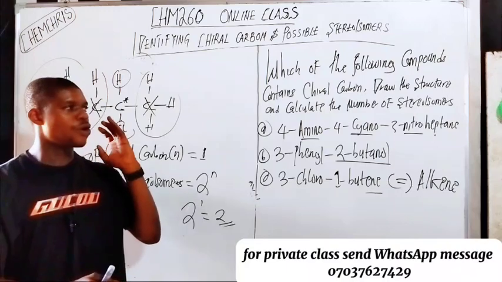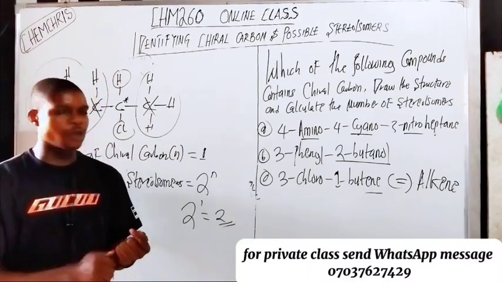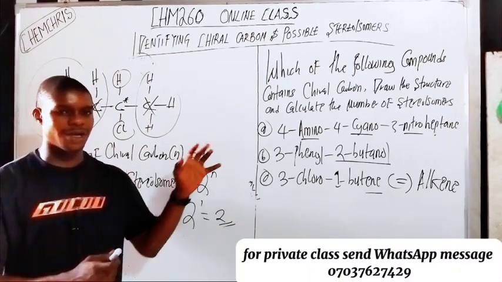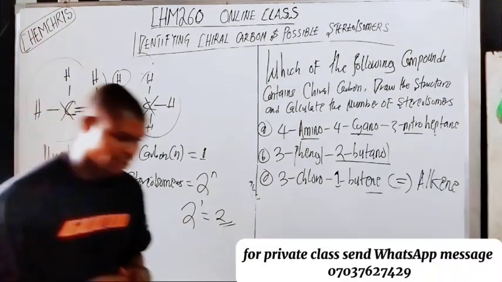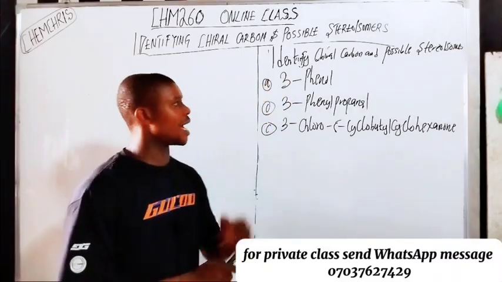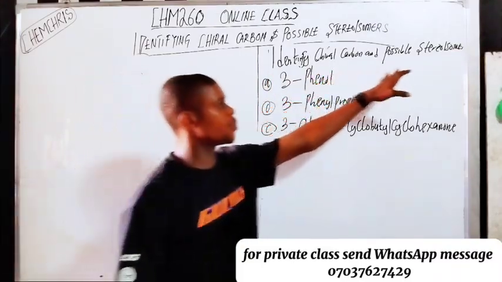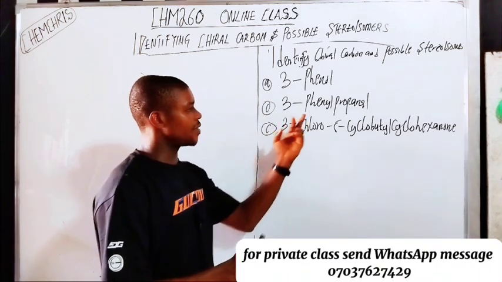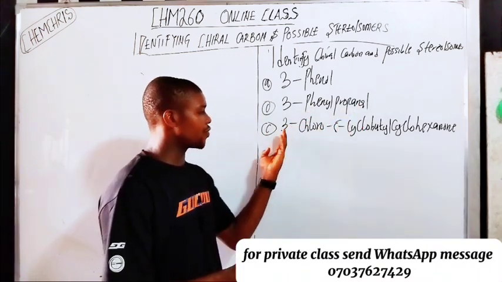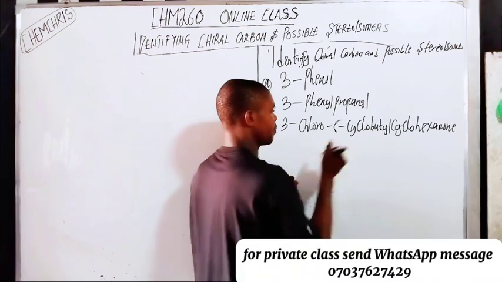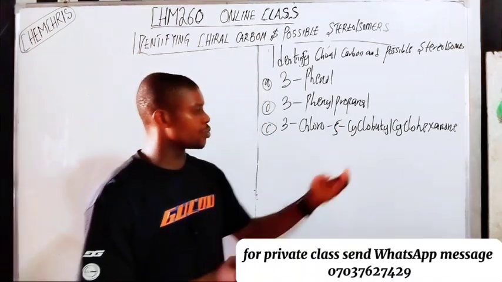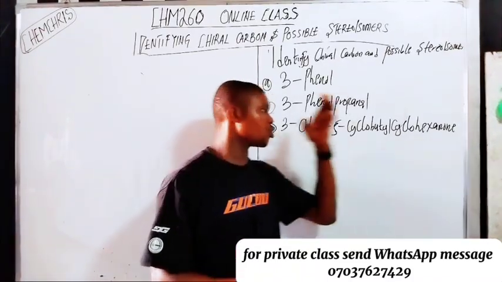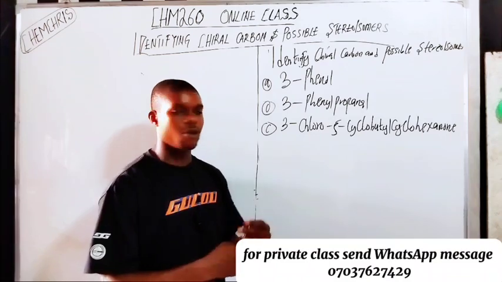So I'm going to give you one question. I want to give some questions on the board so that you can try and leave your answer in the comment section. This is going to be your practice problem here. Identify the chiral carbon and possible stereoisomers. So here we have 3-phenylpropanol. Here we have 3-chloro-5-cyclobutylcyclohexanone. So go ahead and try this one for me.